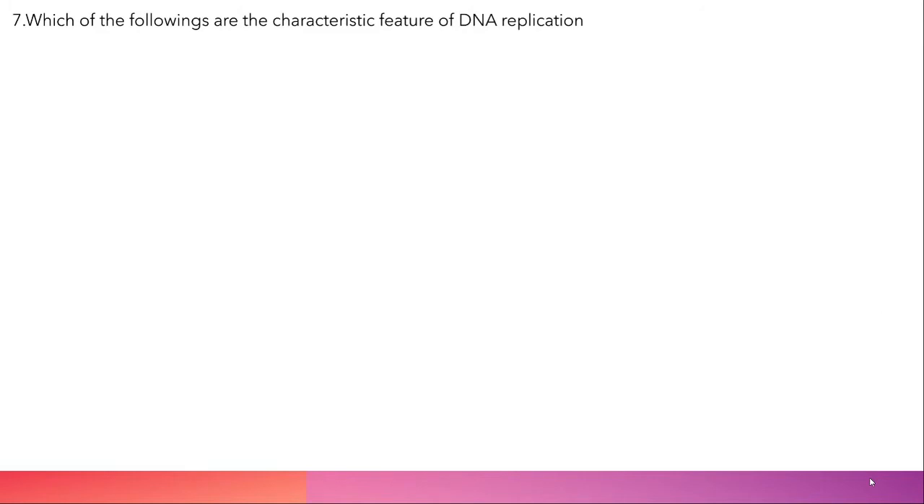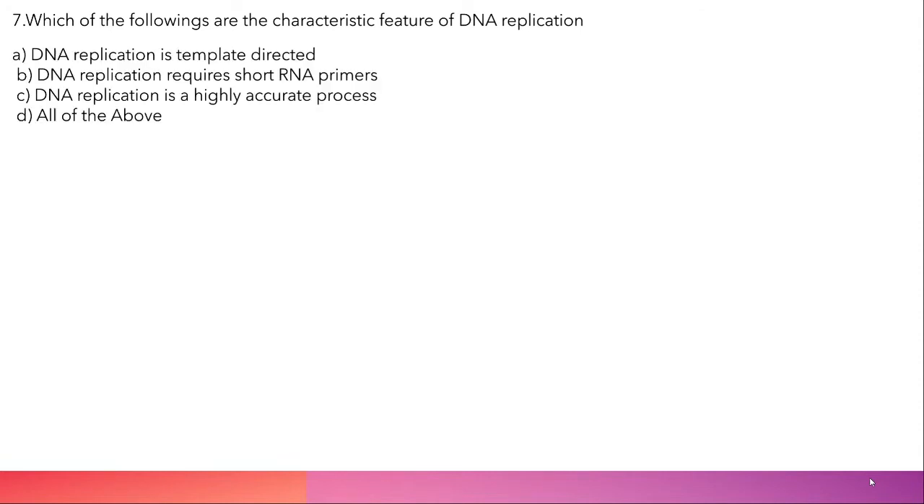So let's go for the seventh one. Which of the following are characteristic features of DNA replication? The options are A, DNA replication is template directed; B, DNA replication requires short RNA primers; C, DNA replication is a highly accurate process; and the fourth one is all of the above. So the correct answer is all of the above.